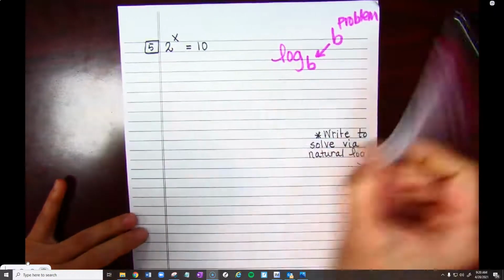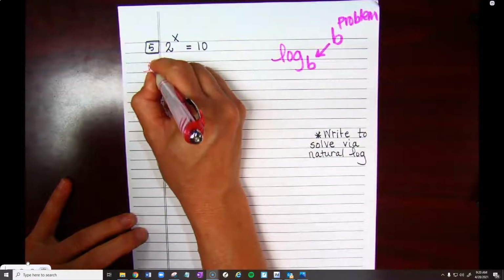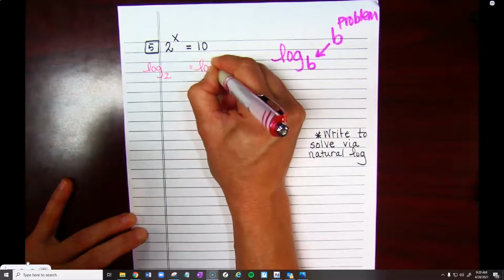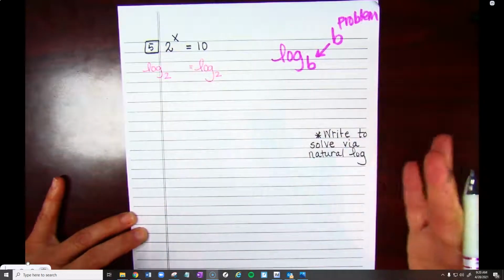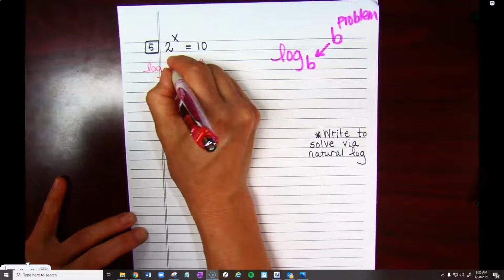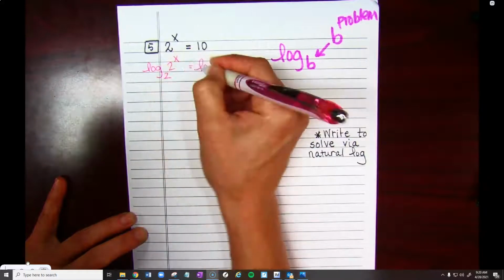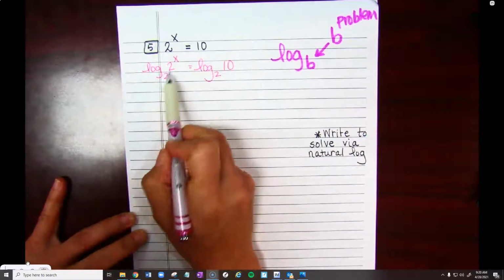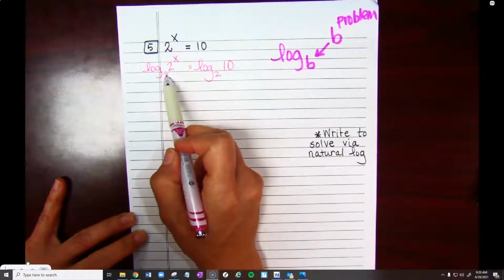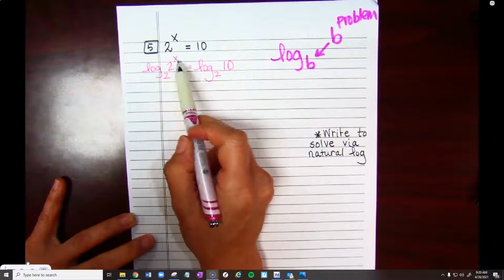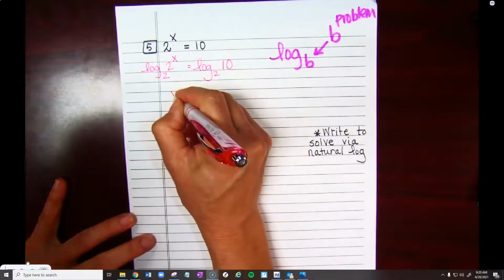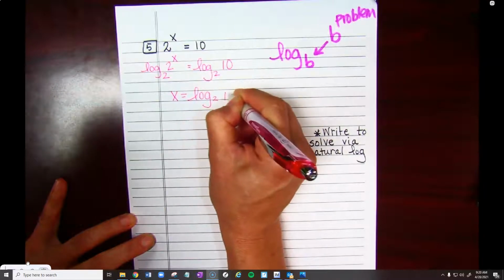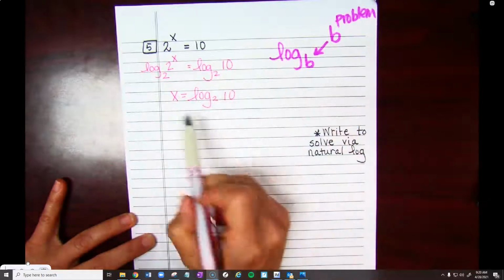So here's what this is going to look like. I'm going to take log base 2 of both sides. Remember, it's an equation. What you do to one side, you have to do to the other side. So I'm taking log base 2 of 2 to the x equals log base 2 of 10. There's your 1 right there. Remember, when these two are the same, that cancels out to a 1. Your x drops down. So x is going to equal log base 2 of 10. That's it. That's ready to go.